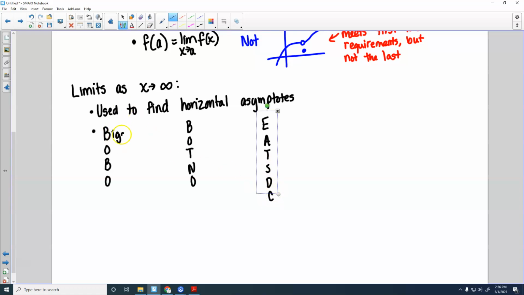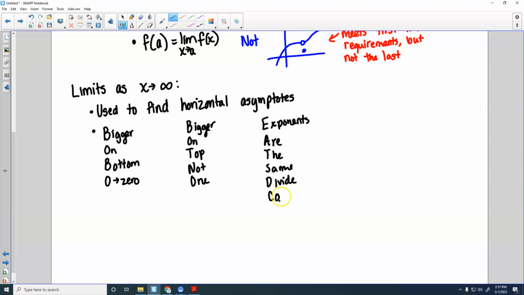So bigger on bottom, 0. Bigger on top, not 1. And if the exponents are the same, divide coefficients.